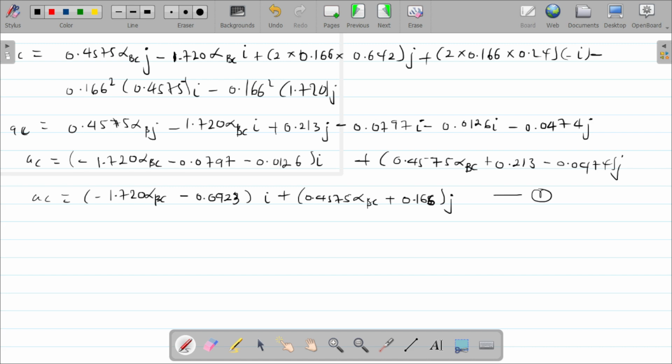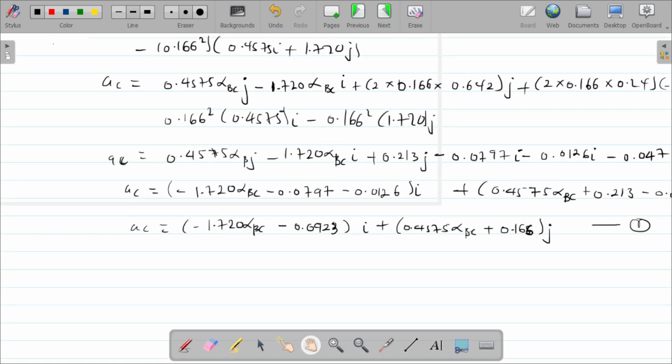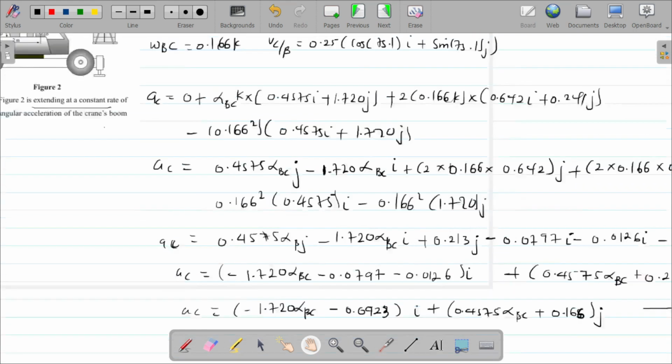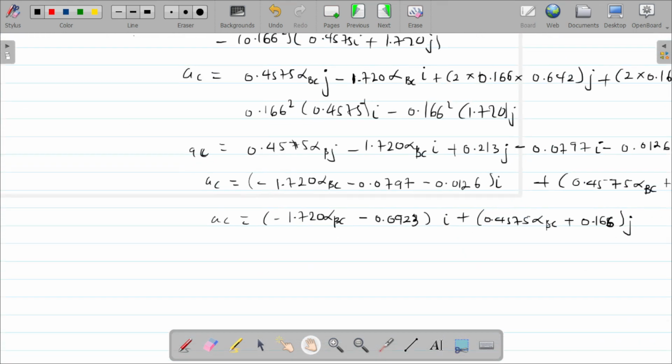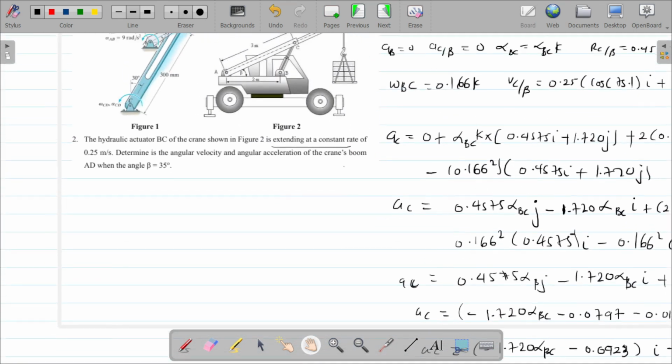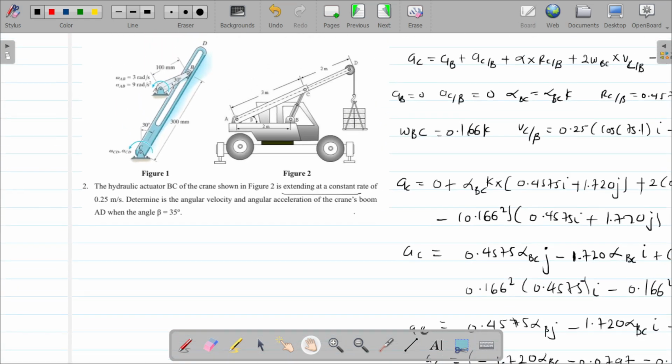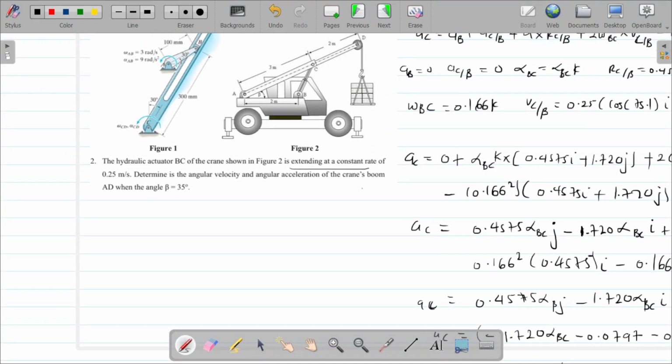All right, so that's finding the acceleration of C when you compare to B, and now I'm going to find the acceleration of C when you compare to A. So let's just do it. So we're saying a_C is equal to a_A plus a_C relative A plus alpha AC cross r of C relative A plus 2 omega cross v of C relative A minus omega squared r of C relative A.